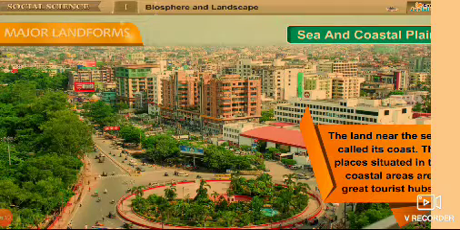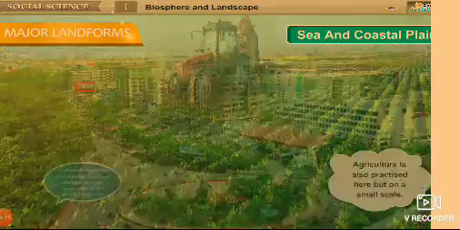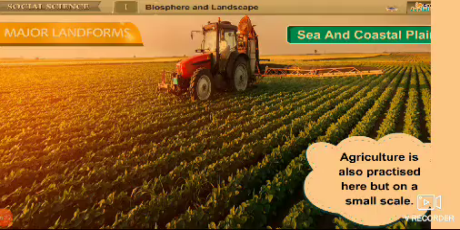The land near the sea is called its coast. The places situated in the coastal areas are great tourist hubs. As there is an abundance of marine life in the sea, fishing is the main occupation of people living here. Agriculture is also practiced here, but on a small scale.